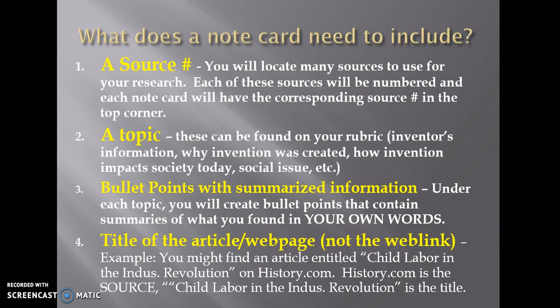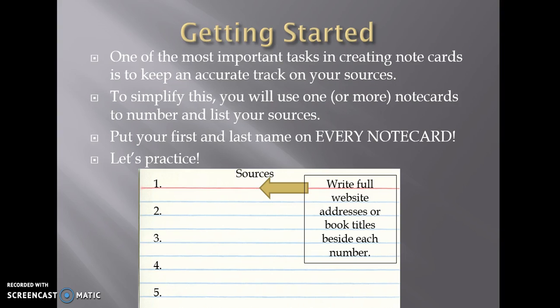The last thing on your note card will be the title of the article and web page, not the web link. No one can follow https blah, blah, blah. So let me give you an example. You might find an article entitled Child Labor in the Industrial Revolution, and it's on history.com. So history.com is the source, and Child Labor in the Industrial Revolution is the title.